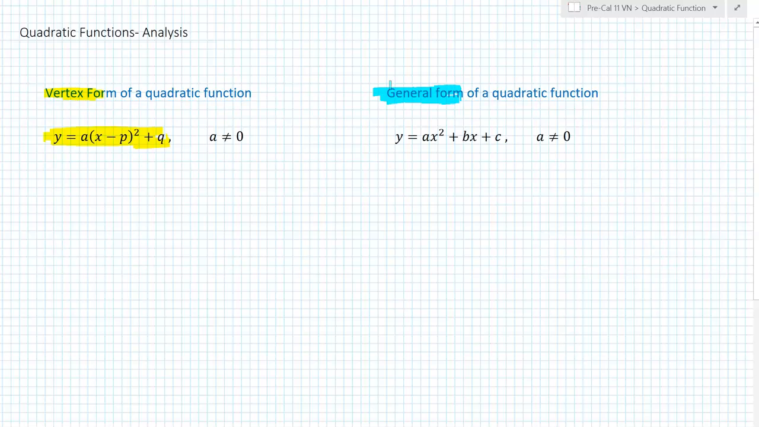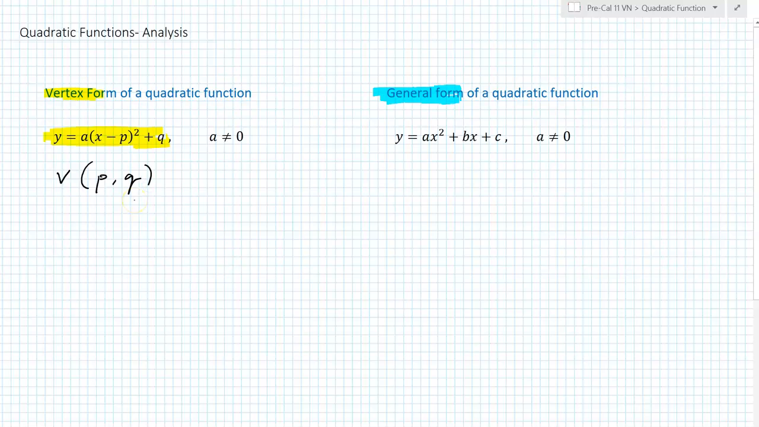With the general form, there are a couple of things that we do know. We know what a is. We know the c becomes the y-intercept, but that's basically it. We will not be able to know what the vertex is. So let's write up what it is that we do know about the vertex form of a quadratic function if it's given to us. We know that the vertex will be (p, q).